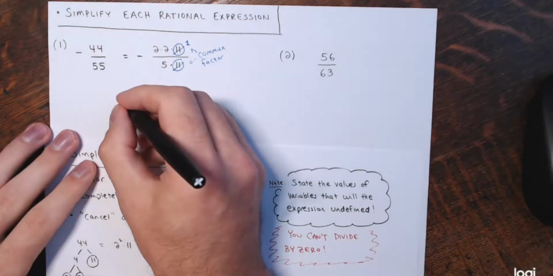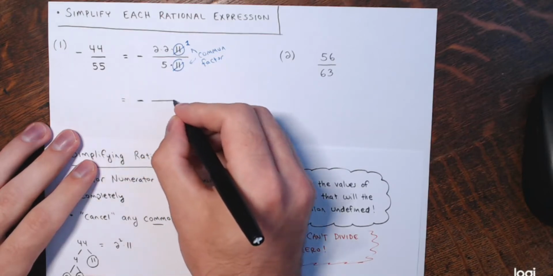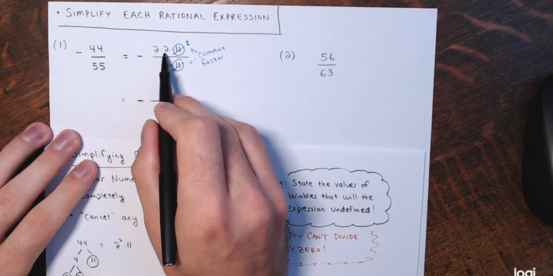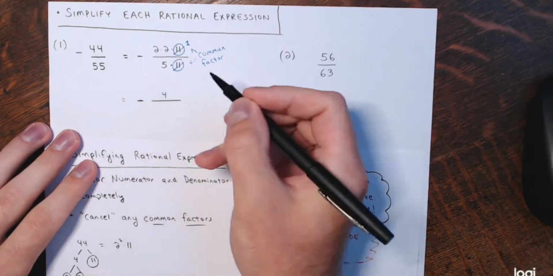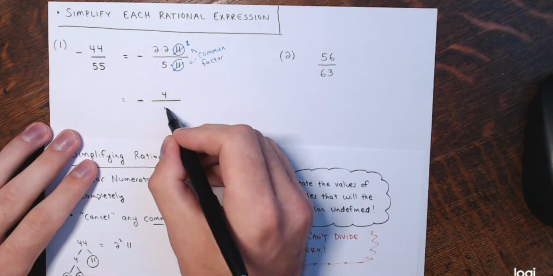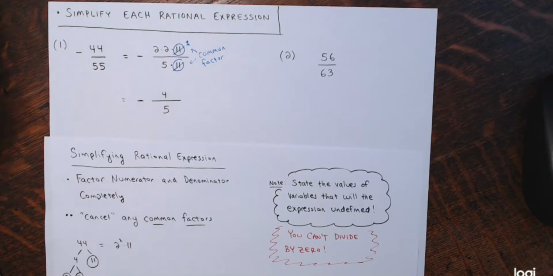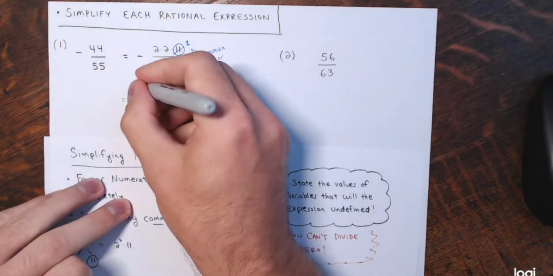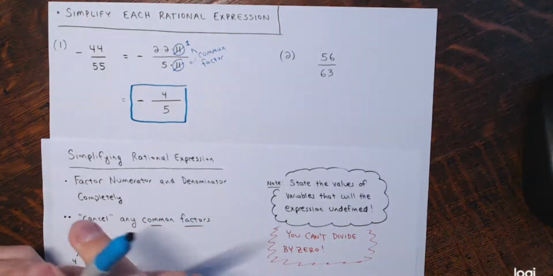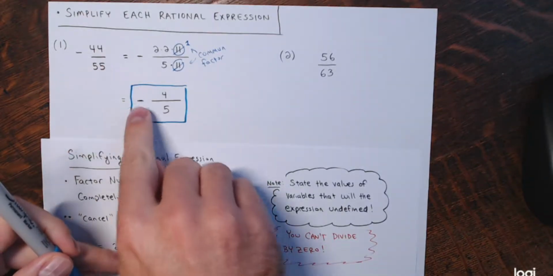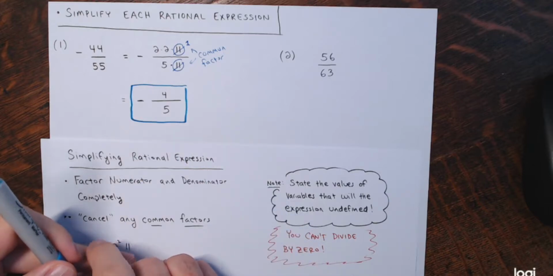And then you write what's left over. So this is negative, and the numerator has factors 2 times 2. Well, 2 times 2 is 4. Denominator is simply 5. And there we go, the final result: the simplified fraction negative 44/55 reduces, simplifies to negative 4/5.